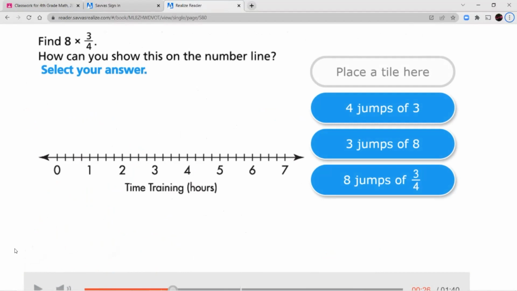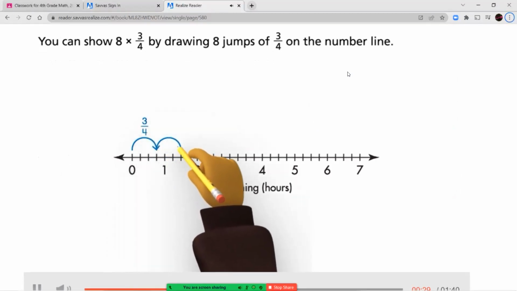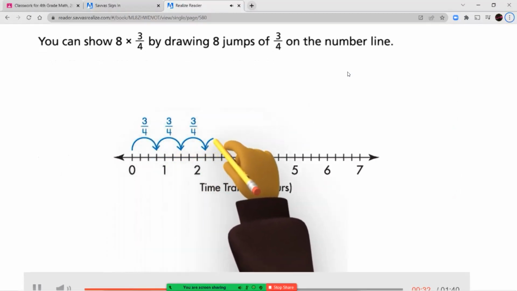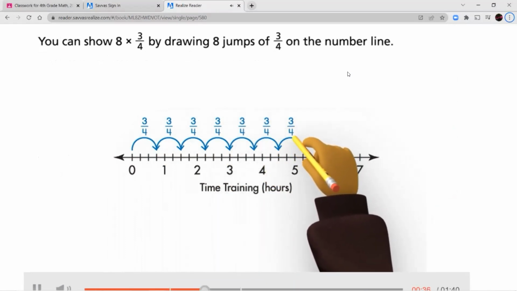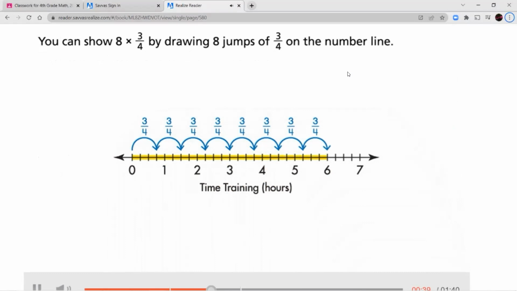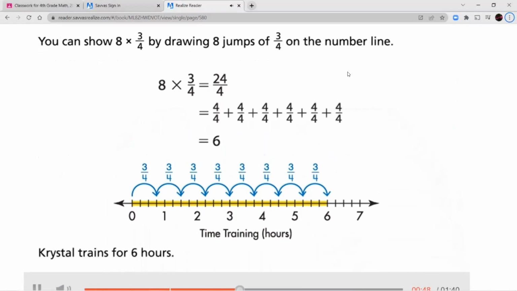So here we're going to stop and see. If we're doing 8 times 3/4, that means we're making 8 jumps, and each jump is going to be 3/4 at a time. So 8 jumps of 3/4. You can show 8 times 3/4 by drawing 8 jumps of 3/4 on the number line. Eight times 3/4 equals 24/4, which equals 6. Crystal trains for 6 hours.